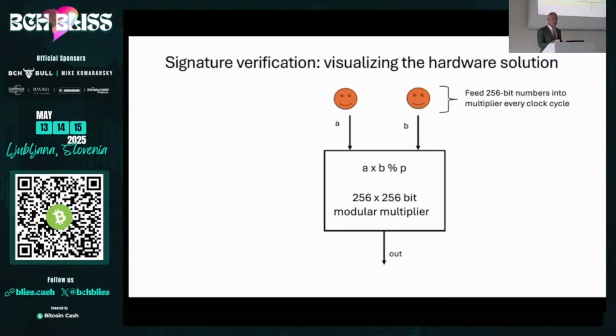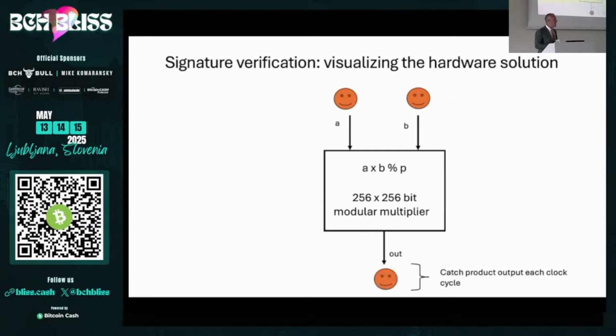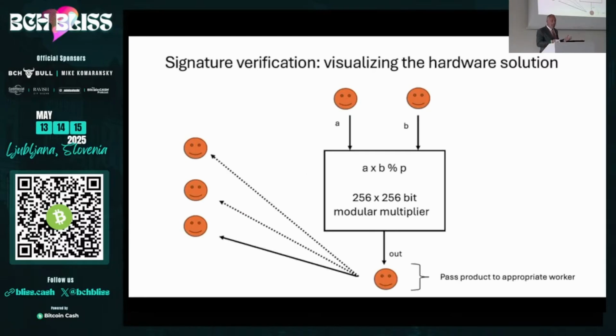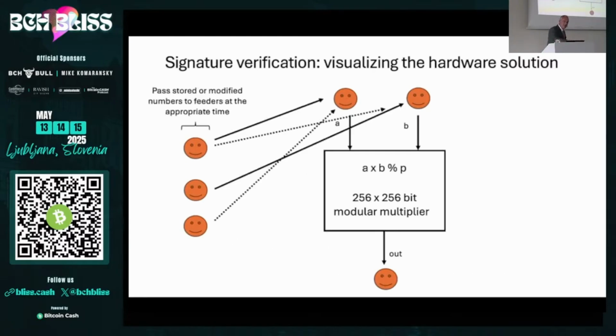So you can imagine the rest of the circuit is you have these 2 workers up here, and their job is to feed 256-bit numbers into that machine every clock cycle. We have another worker down here. He's catching these 256-bit products as they come out, and they're coming out fast, like every nanosecond. We have workers over here, and they grab some of those numbers. They might double some, they might add some. They perform a simple computation. And their job is to send those numbers back to the feeders at the right time in the sequence to carry out this algorithm.